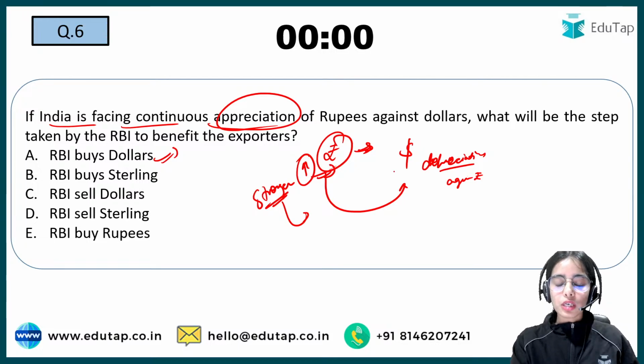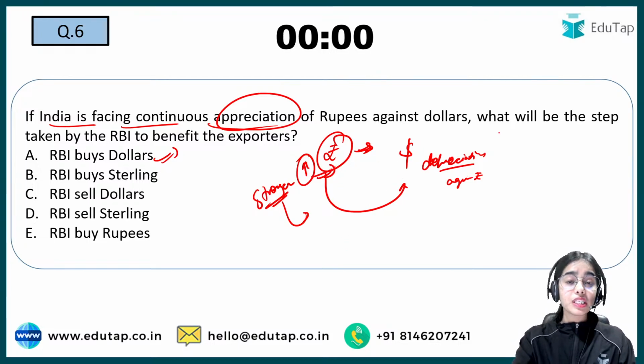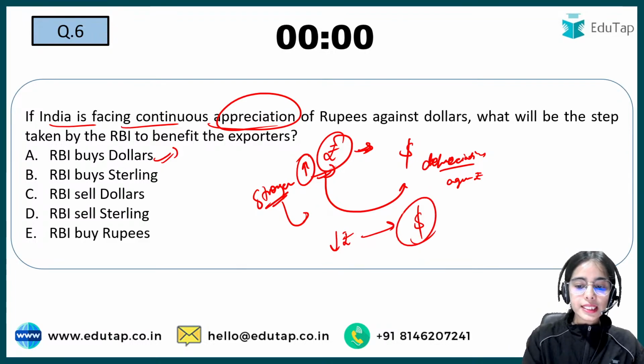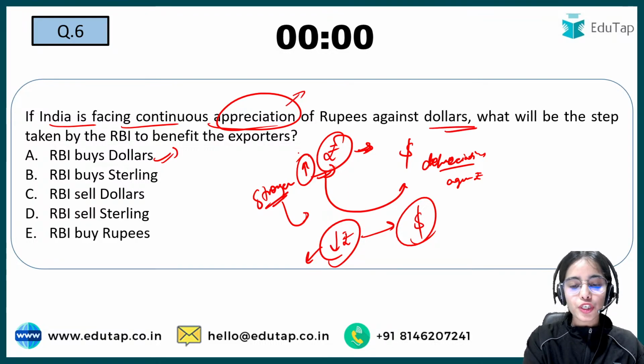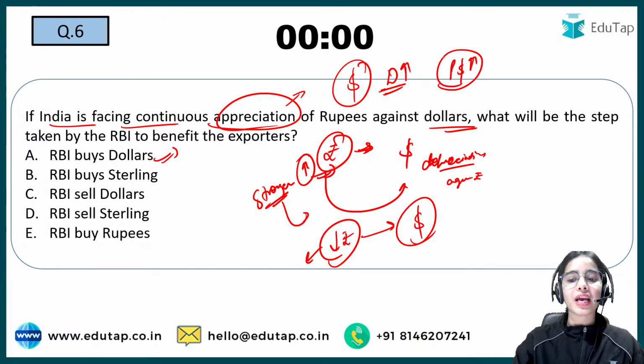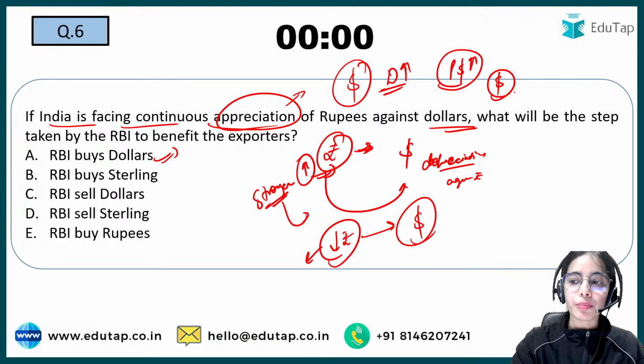Okay, so in this case what is happening is that if the rupee is becoming very strong, that means we have to give fewer rupees to get $1. We have to give fewer rupees to get $1. This is leading to the appreciation of rupees. So the RBI will have to buy the dollars so that the demand for dollars increases, and with the increasing demand for dollars, the price of dollars will increase. With the increasing price of dollars, the dollar will start becoming stronger. The value of dollars will start becoming stronger.